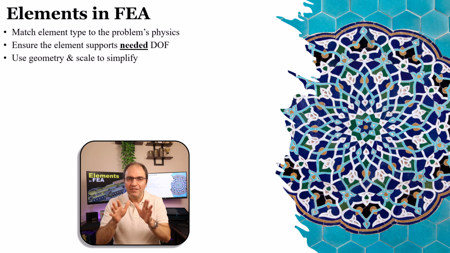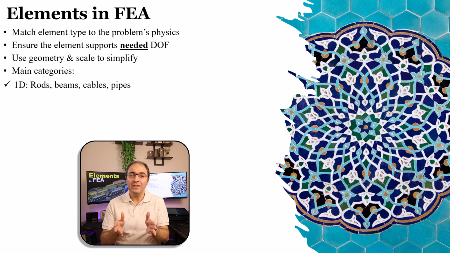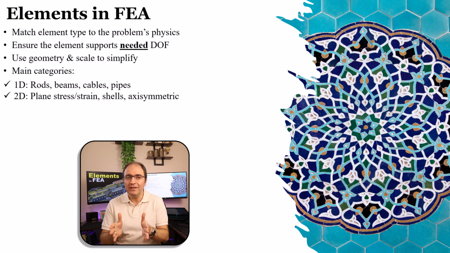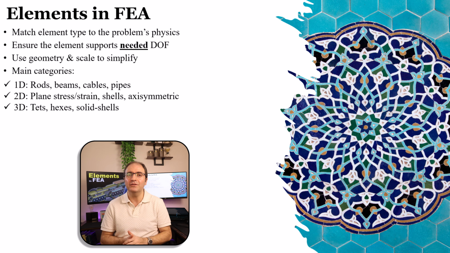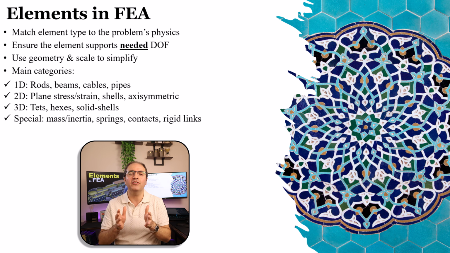In this section, we'll cover the main categories of elements. 1D elements for beams, rods, cables, and pipes. 2D elements such as plane stress, plane strain, axisymmetric, and shells, and 3D solid elements including tetrahedral, hexahedral, and solid shell elements. We also cover some special elements like mass, inertia, springs, contacts, and rigid connections.